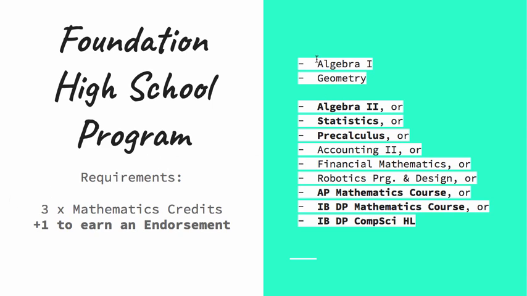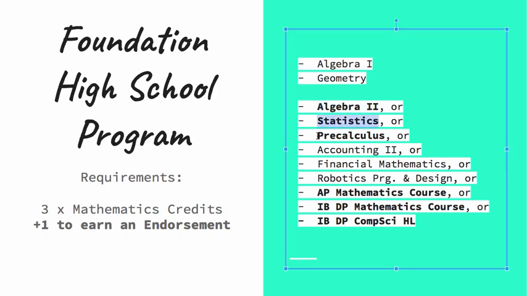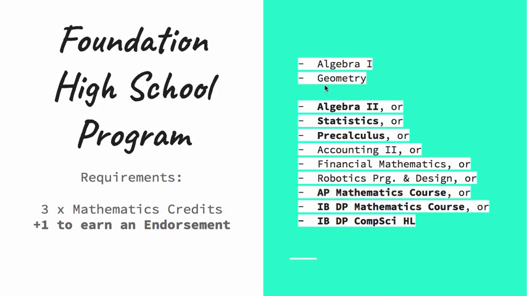Your math requirements: you have to have Algebra 1, you have to have geometry, and then one more from these, right? And then you need another one to earn an endorsement. So I've bolded some of these because to earn an endorsement, it has to be one of the bolded ones. So this, that, one of these, and then one of those bolded ones to earn an endorsement.